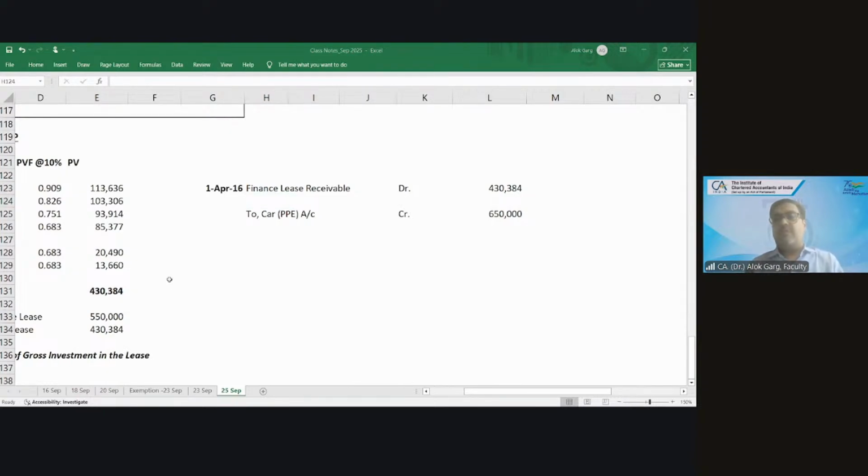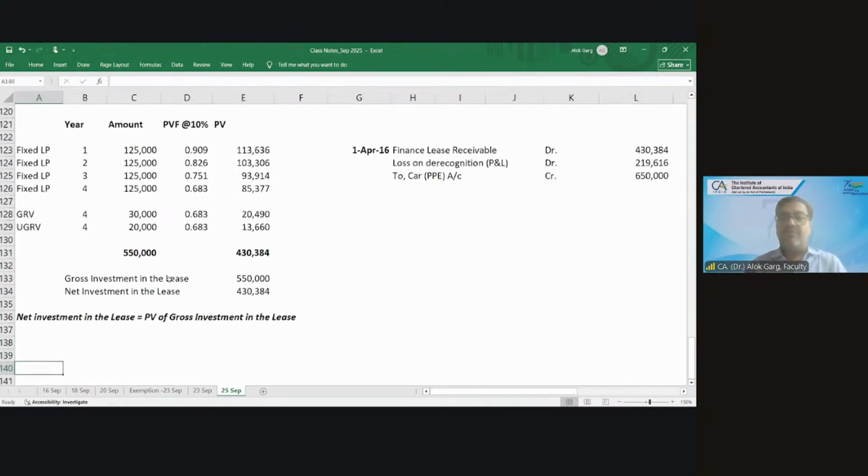Where will the difference go? You have de-recognized the value of an asset which is 6.5 lakh. You have recognized a finance lease receivable of 4,30,384. Where will the difference go? The difference will go to loss on de-recognition in the P&L, debit. Right? Is this accounting clear to all of you? Can I show you the subsequent recognition and measurement?